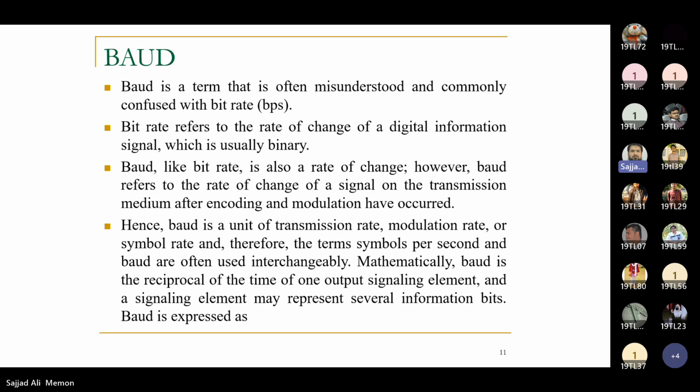If you want a layman example, a motorcycle can carry two people, in the worst case scenario, three people. So the motorcycle can be seen as the baud, and the people riding this motorcycle can be seen as the bit rate. So that is the difference between bit rate and baud. Baud is like a bit rate, but it is also a rate of change of a signal on the transmission medium after encoding and modulation have occurred.